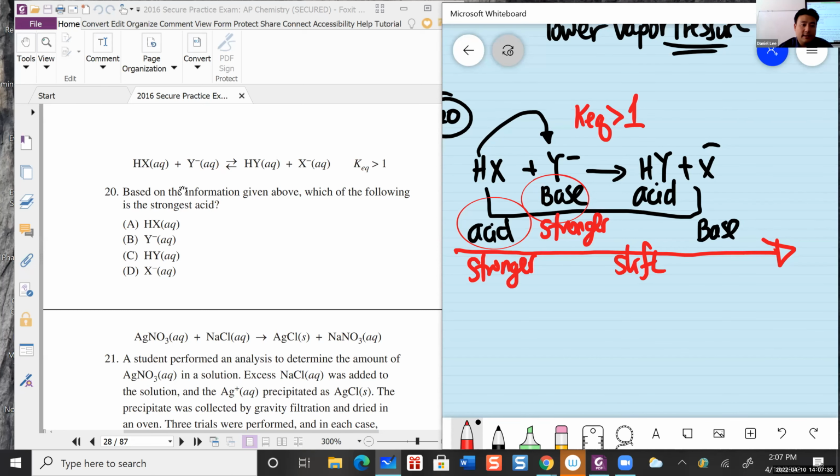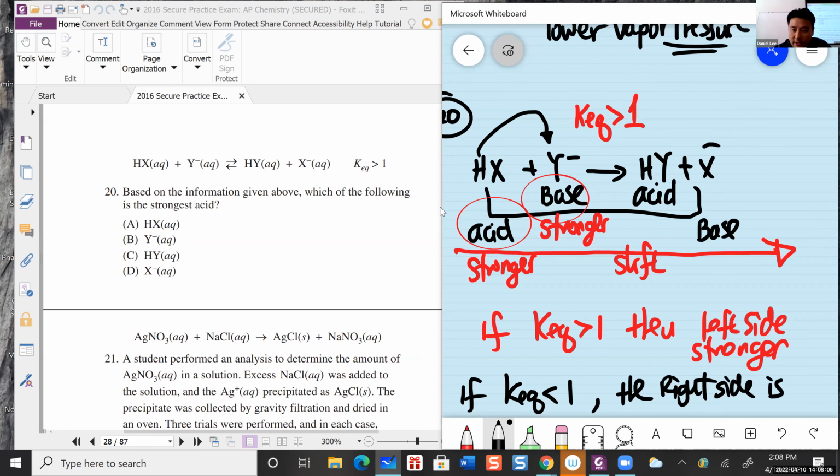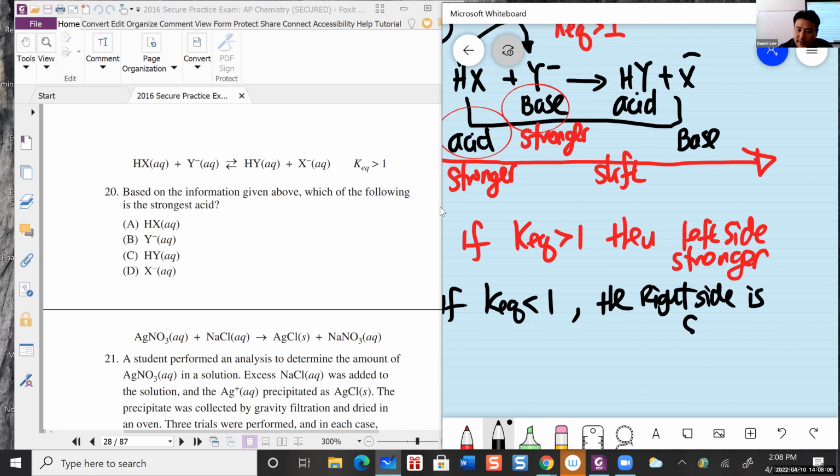Okay, so make sure you know how to tell. This is a very simple concept of equilibrium. Okay, again, if the equilibrium constant is greater than one, then the acid on the left side is stronger. The base on the left side is stronger. But if the equilibrium constant is less than one, that means the left side is not favored. Equilibrium favors the right, the products. That means the right side is stronger. Okay, the right acid and base is the stronger side. Okay, so make sure you understand this.